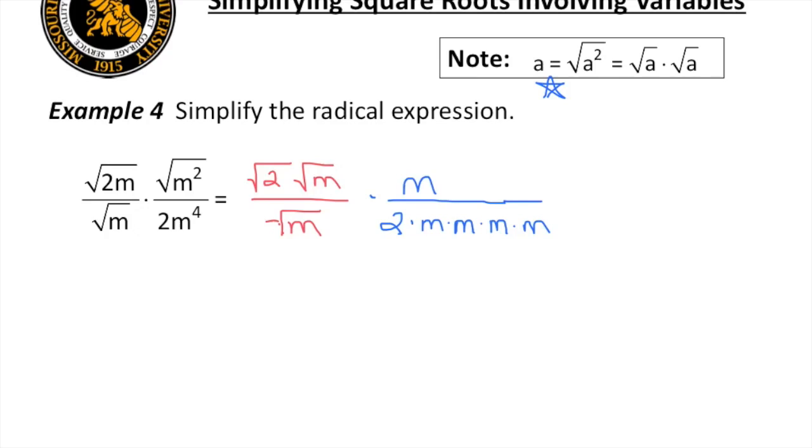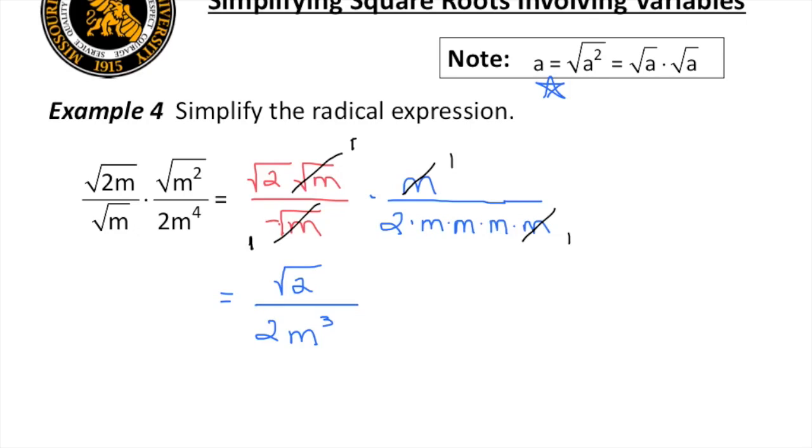Now notice that in the first fraction, the numerator and denominator have a common factor equal to the square root of m. So you can cancel that off, leaving behind a 1 in both locations. In the second fraction, the numerator and denominator have a common factor of m. Again, you can cancel that common factor off. When we multiply what remains in the process of multiplying our fractions, we end up with the square root of 2 over 2m cubed.